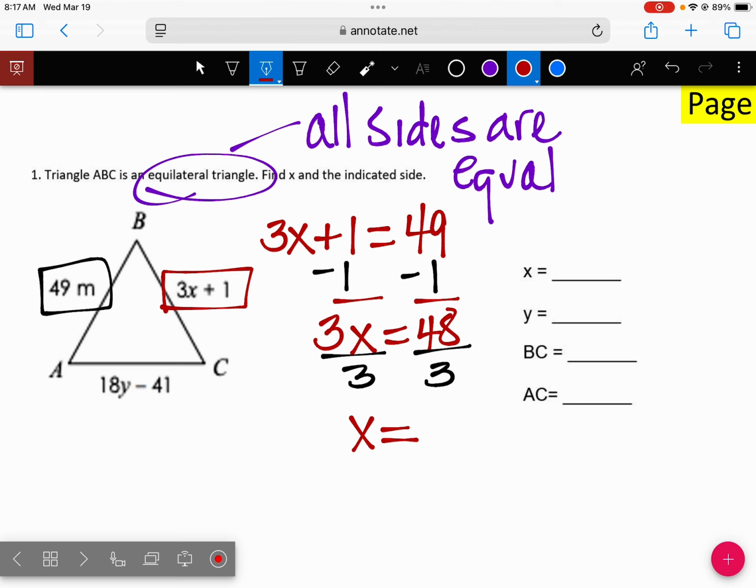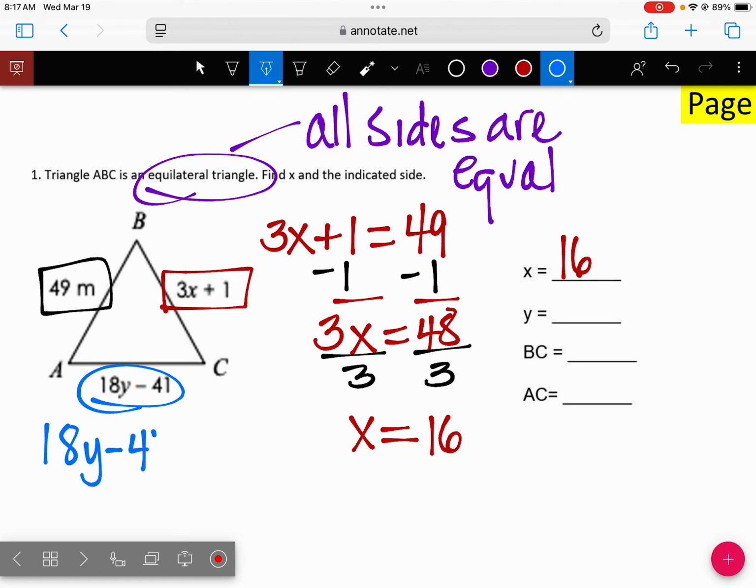All right, who got 16? All right, so we know x is 16. Let's put that here. Now we need to find our y variable. So we're going to set this. Because it's equilateral, this also equals 49. So let's solve that for y.